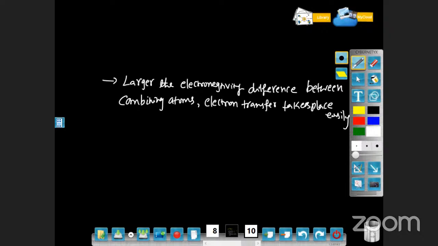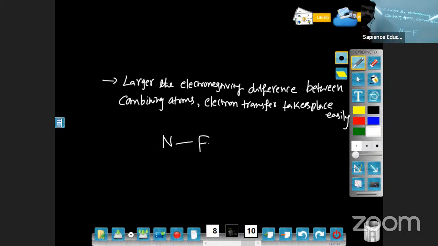What is electronegativity difference? I will write the electronegativity of the two atoms. Suppose nitrogen is combining with fluorine. Nitrogen electronegativity is 3, fluorine is 4. Next, cesium fluoride.